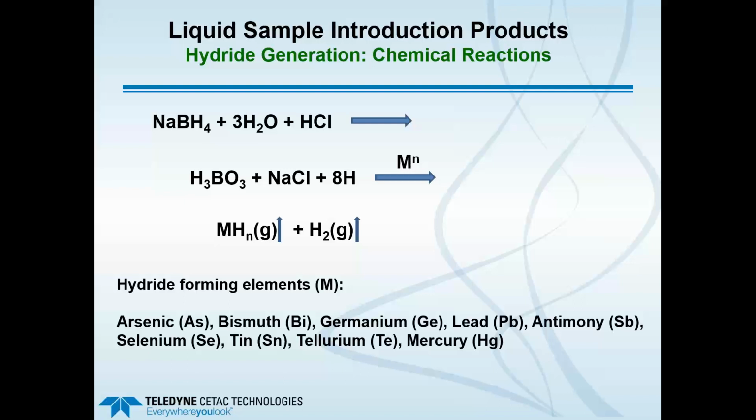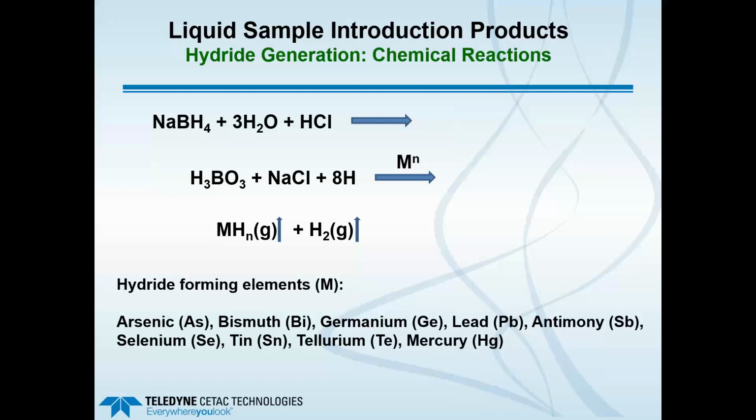So this slide shows the general series of reactions that are used for this type of reaction, meaning hydride generation. And at the bottom, you see the metal hydride is released as a gas along with a byproduct of hydrogen gas. And that's an important note in the general design of the hydride generator. We want to minimize any turbulence from the generation of that hydrogen gas byproduct.